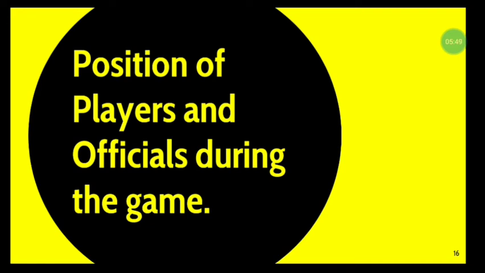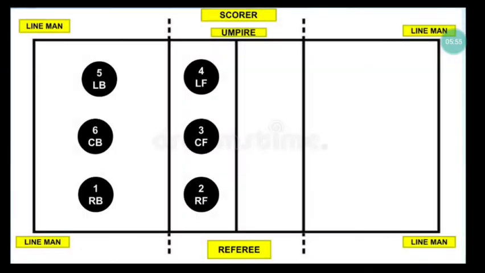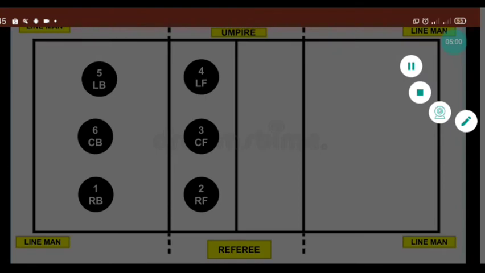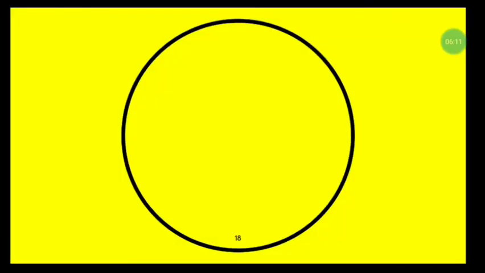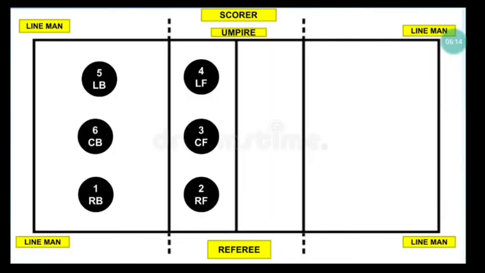So we have the positions of the players and officials during the game. So we have the scorer, the umpire, the linemen. We have 4 linemen to check whether the ball is inside or outside. Then we have the referee. Usually the referee and the umpire are on the same stand.